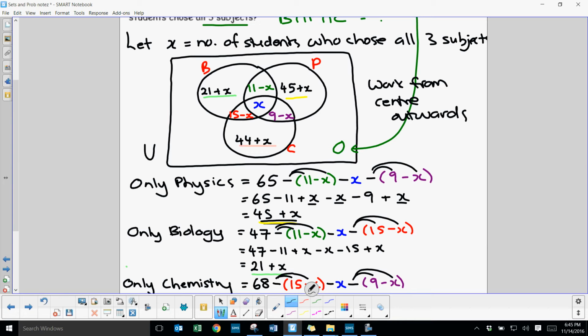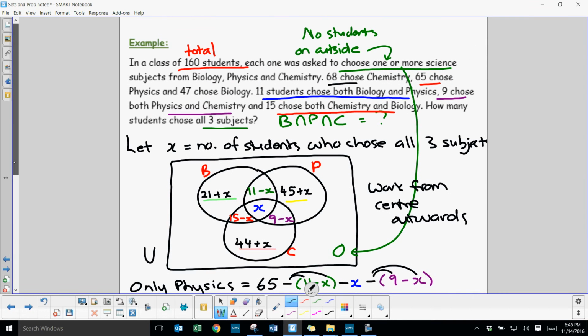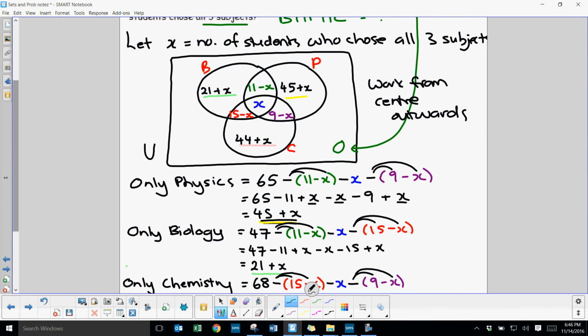So we haven't finished yet because we're still trying to work out what this blue x in the middle equals. But we're remembering also that there's none on the outside because the question said every student had to choose one or more. So no students chose neither. And we know there's 160 in total according to this part here. So we can now, all of these expressions here, 1, 2, 3, 4, 5, 6, 7 expressions, add together and set it equal to 160, and we're going to solve for x.